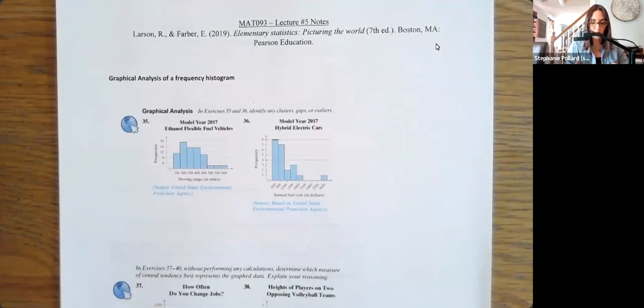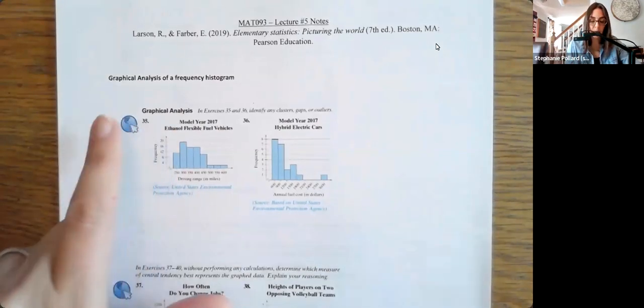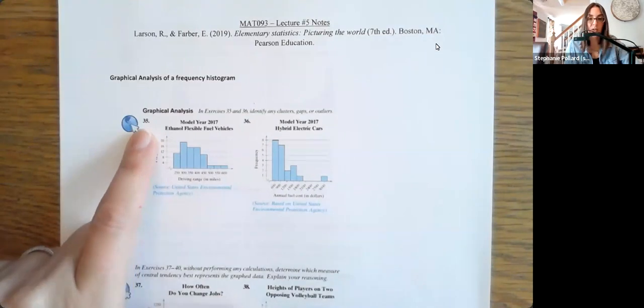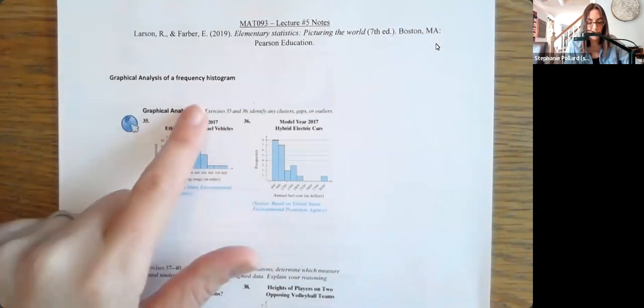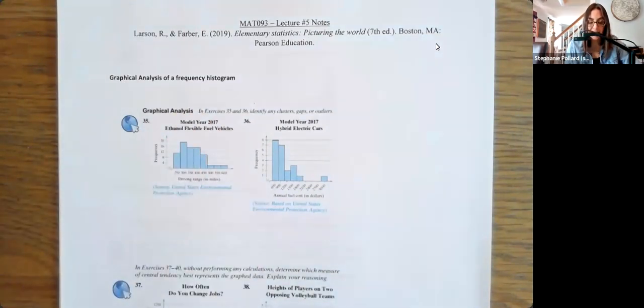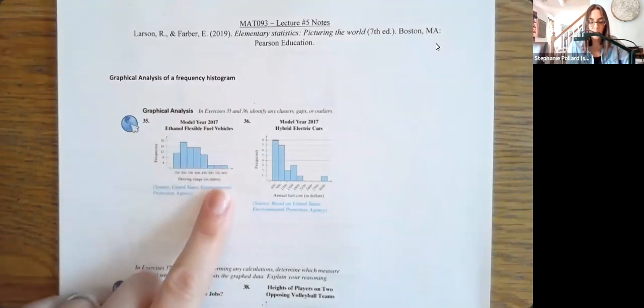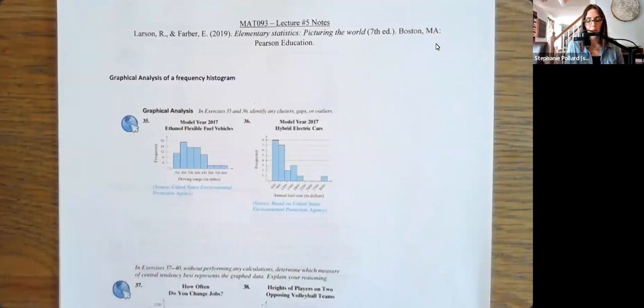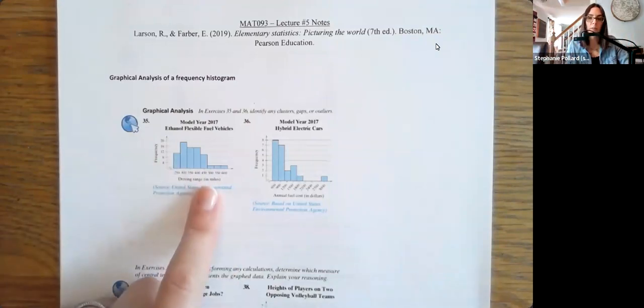And I want to look at, in your book, or this was the 7th edition from the year before, questions 35 and 36 here. It says in exercises 35 and 36, identify any clusters, gaps, or outliers. If I look at the first one here, I don't see any gaps, meaning the spaces between the data. And I also don't really see any outliers.